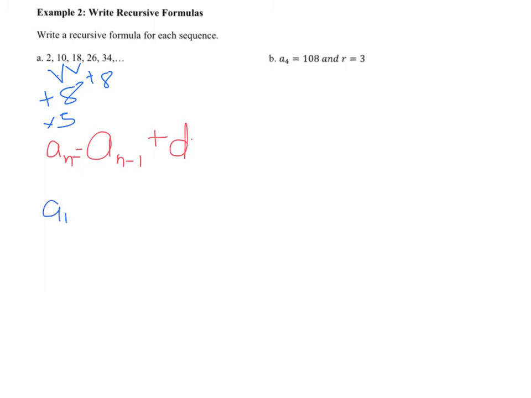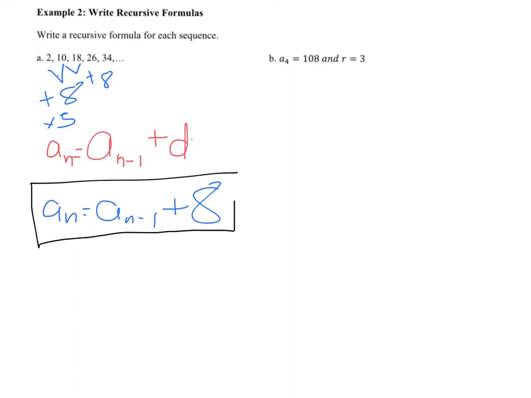We have a sub n equals a sub n minus 1, and then d, that difference, we were adding 8 each time. So we're going to put plus 8. And that's actually all we're able to do here. So that's going to be our formula. This means I can find any term in this sequence by using this formula.